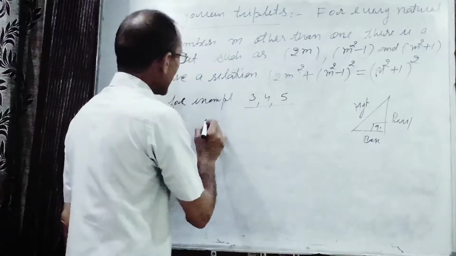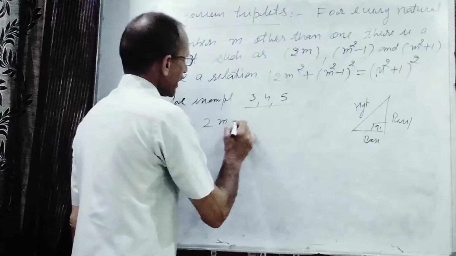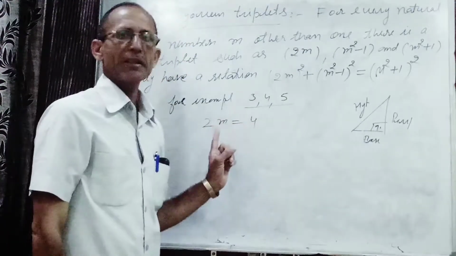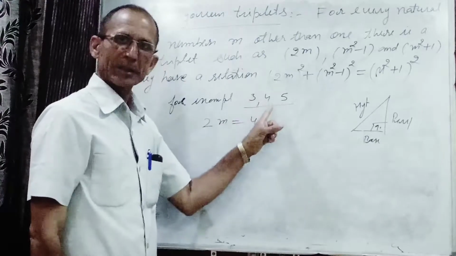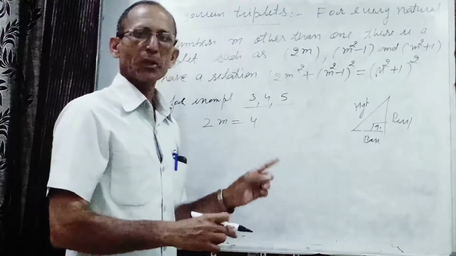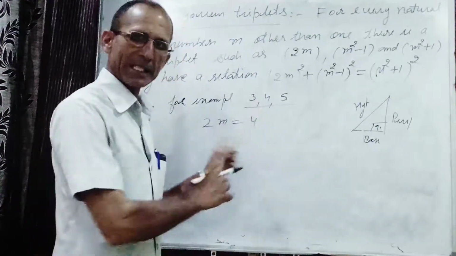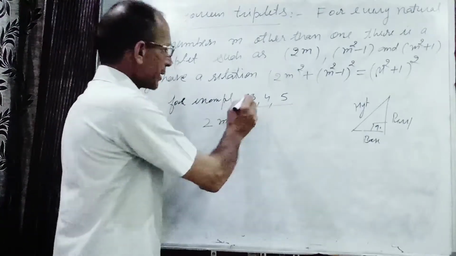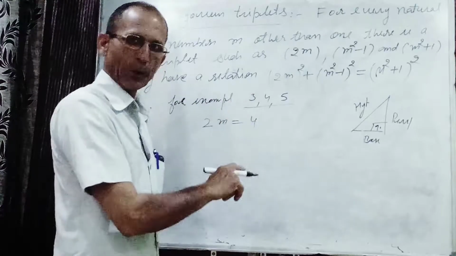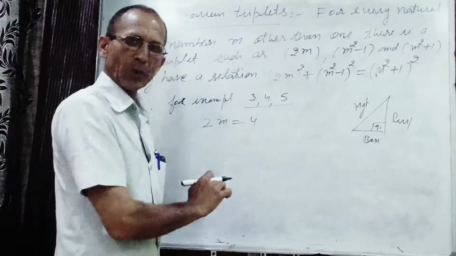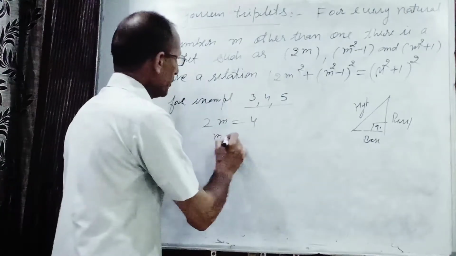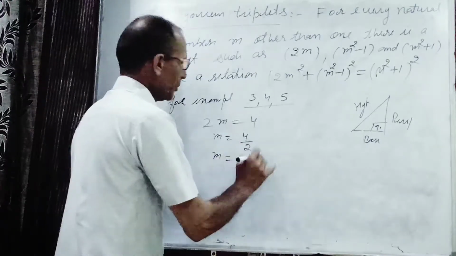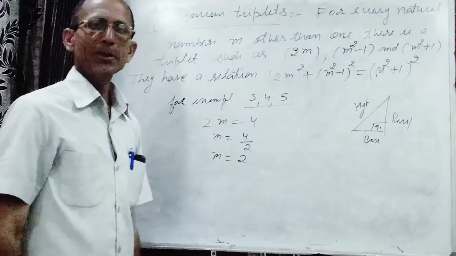I will take 2m is equal to 4, because only 4 is divisible by 2. You also take a number like this, which is divisible by 2. Don't take 3 and 5. First take 4. So 2m is equal to 4, m will be equal to 4 by 2, m is equal to 2.